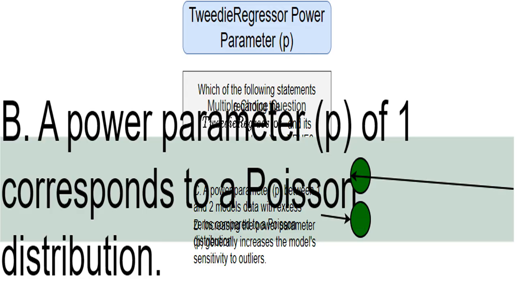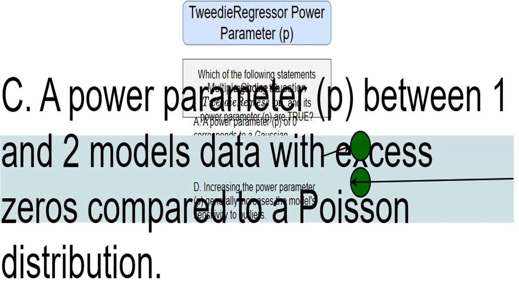If I set p to 1, I'm essentially using a Poisson distribution. This distribution is perfect for modeling count data, like the number of claims, where you can have 0, 1, 2, or more. When p is between 1 and 2, I'm using a compound Poisson gamma distribution. This is great for data with more zeros than a regular Poisson distribution would expect, which is very common in insurance claims because many people have no claims.